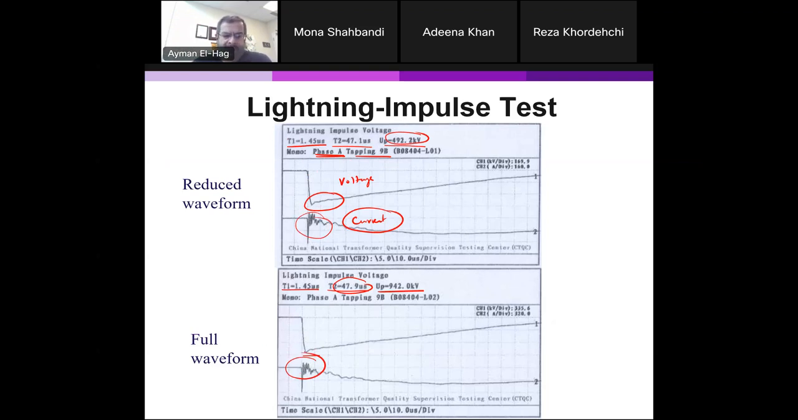Now, if, for example, at the full level we start to see something like this, some ripples, a change here in the current, then there is a partial failure happening in the transformer. If you see a collapse of the voltage here, and I'm not talking about a chopped wave test, no, the regular test where you apply the full lightning impulse waveform, and then you see a collapse in the voltage, you know for sure that this is a sign of failure.